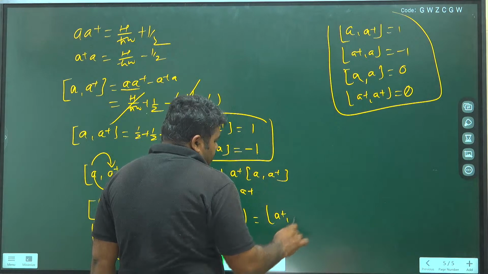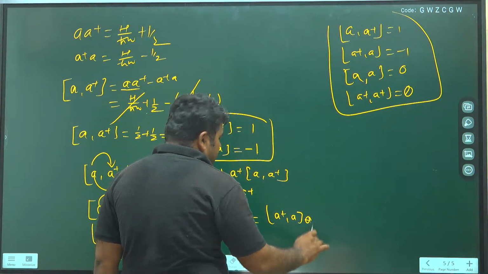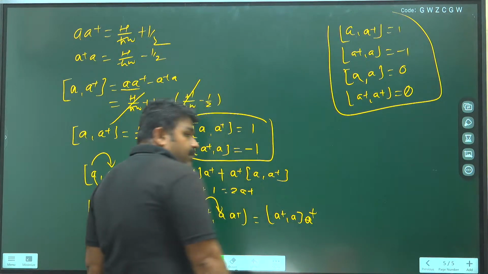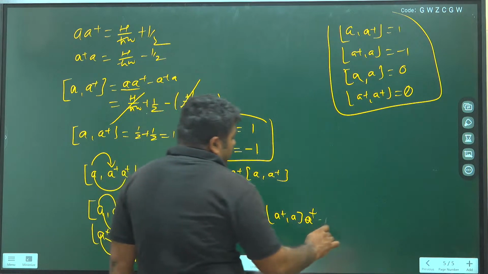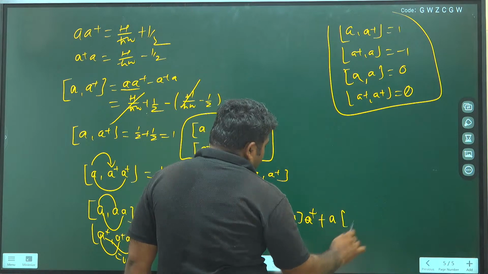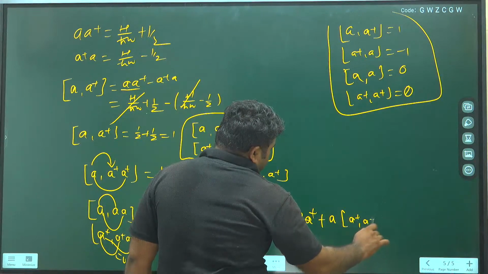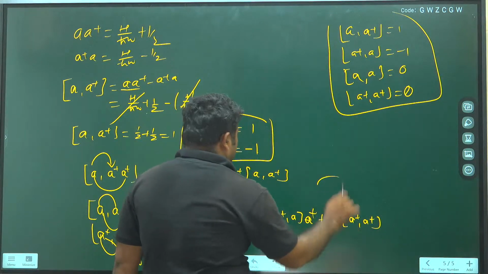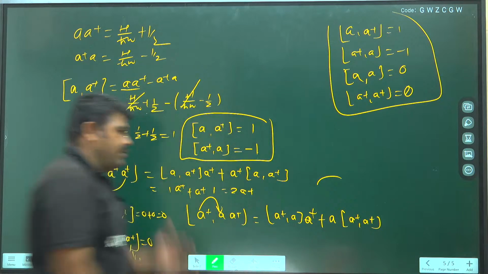A dagger commutes with first A. At that time, the second part is constant, meaning a dagger we can take common out. In the second, A we can take common out: a dagger comma a dagger. Okay, understood? a dagger comma a.